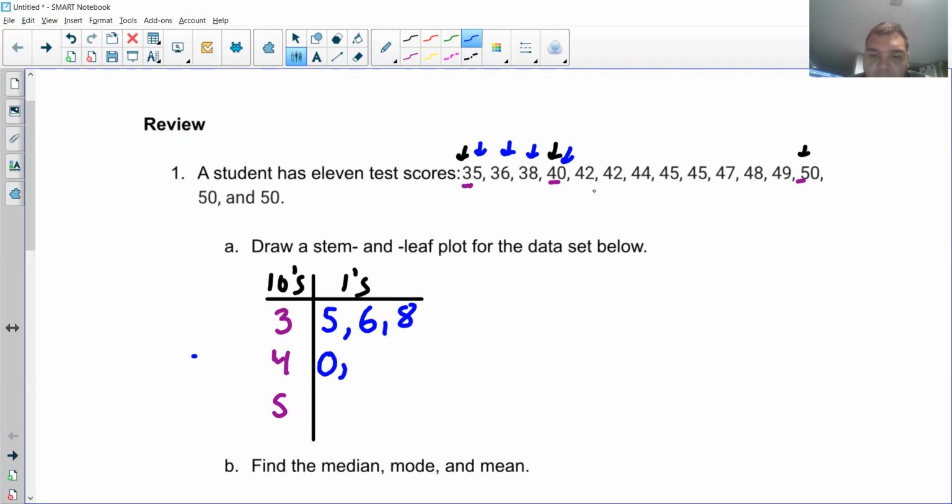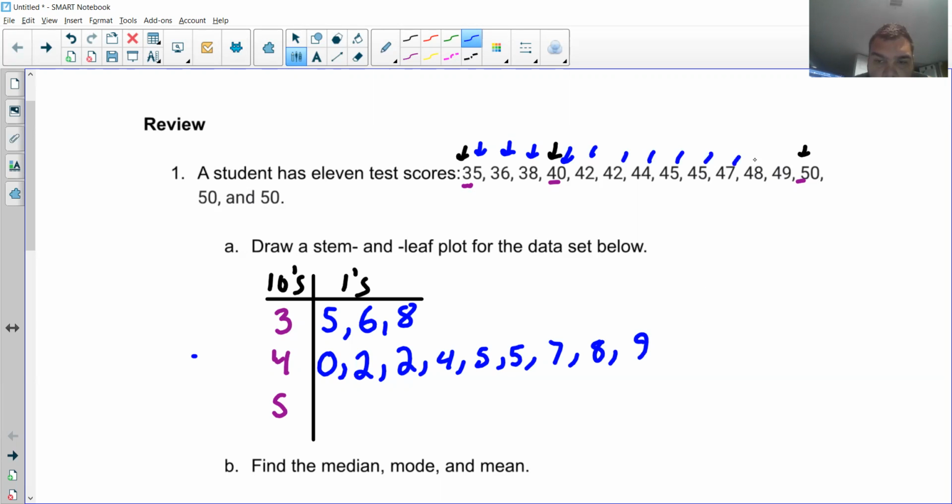There's the 0 right here, the 40. 42, so in the 4 row, I'll put a 2. I'll put another 2. And I'm going to go a little bit faster now. I'm going to put all the one-digit numbers that go with 40. So 45, 45, 47, 48, and 49. So all the one-digit numbers I took care of. Or not one-digit numbers, all the 40s and the one digits in the 40s.